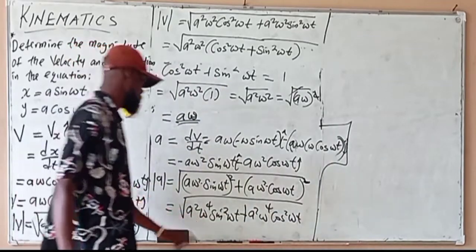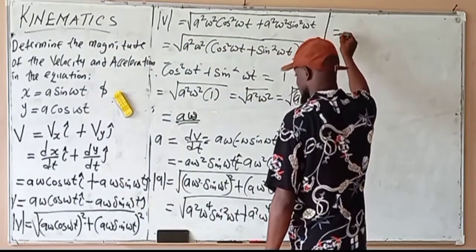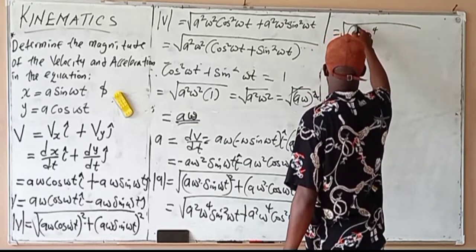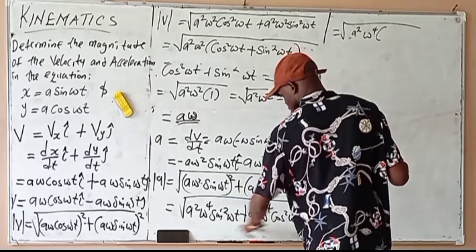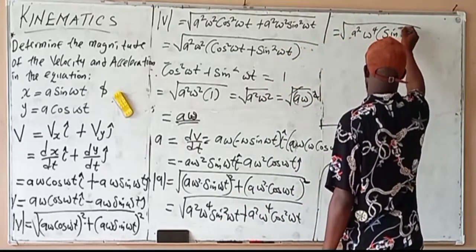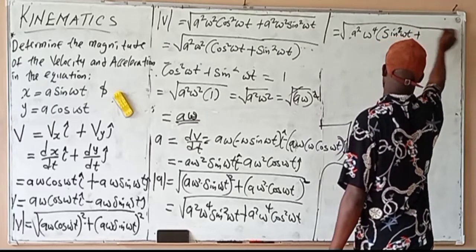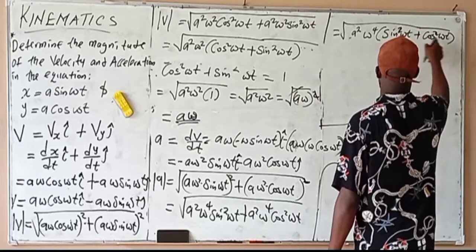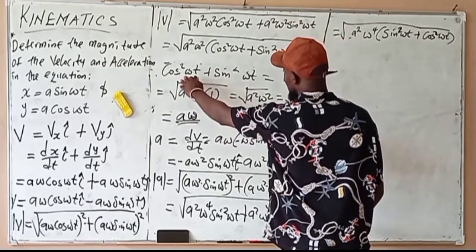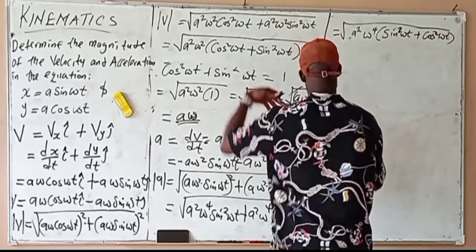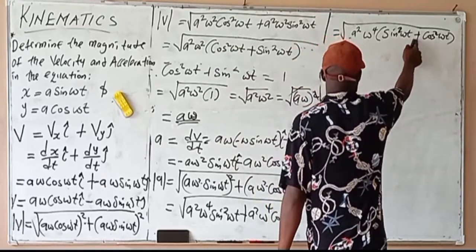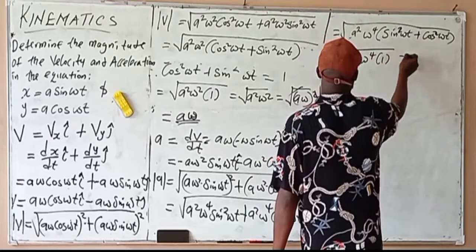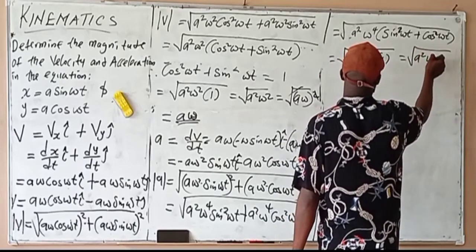So these are common. We factor them out. So we're going to have the square root of A squared W to the 4, then times sin squared WT plus cos squared WT. Sin squared WT plus cos squared WT gives us 1. If you add these two together, you're going to have 1, as we did before. Whether it's cos squared first or sin squared first, it is 1. So that's going to give us A squared W to the 4 times 1, which is equal to A squared W to the 4.